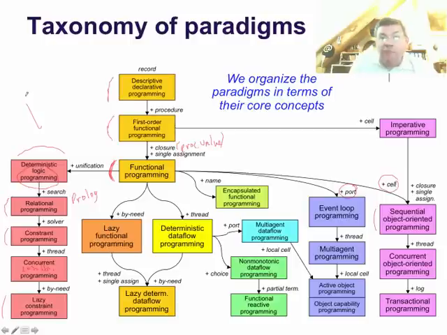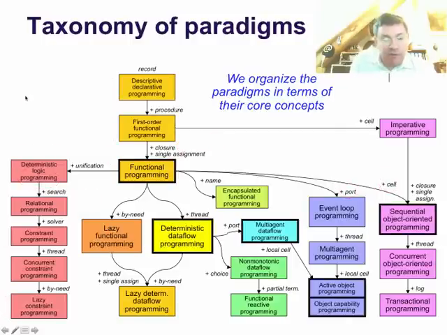So how do our 5 paradigms fit into this? Well, in this diagram now, I have highlighted our 5 paradigms, the ones we saw in this course, in bold. So functional programming, multi-agent data flow, and then active object programming, which you can also call object capability programming, and sequential object-oriented programming. So of course there are many other paradigms we didn't see.